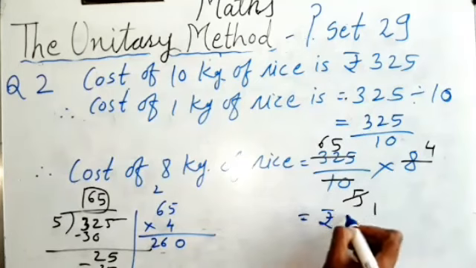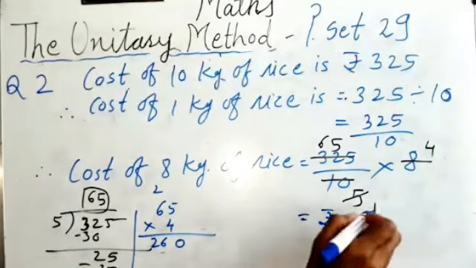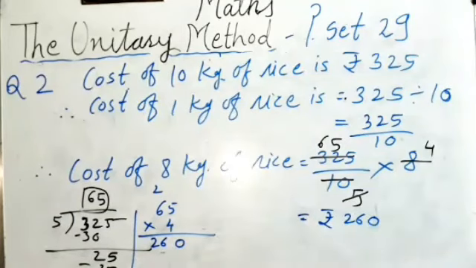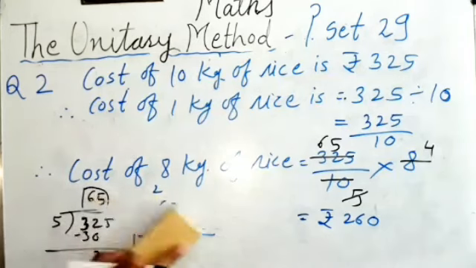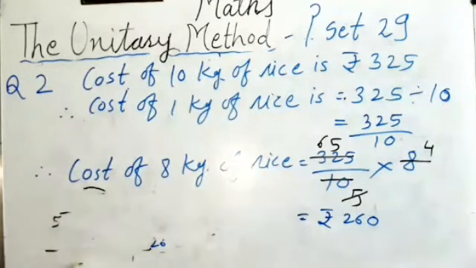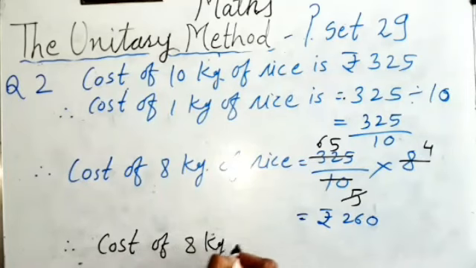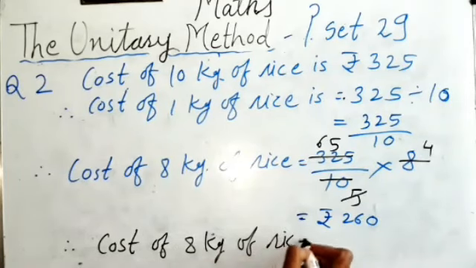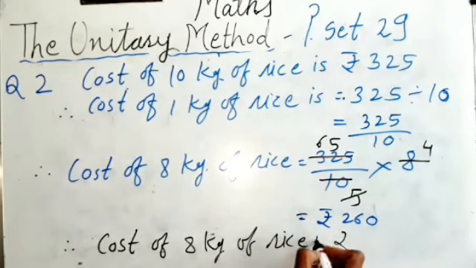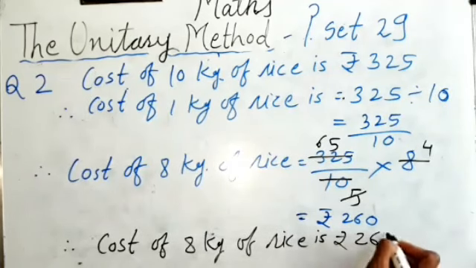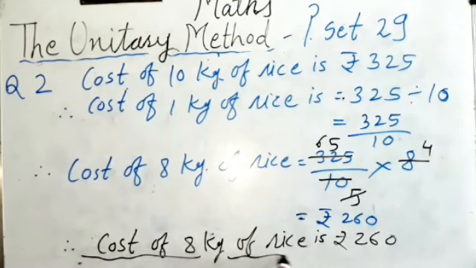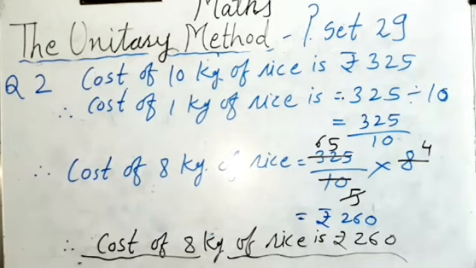Rupees 260 upon 1 means, if I do not write the 1, there is no problem. So the final answer will come: therefore the cost of 8 kilograms of rice is rupees 260. This will be the final answer. Okay, so this way you can complete question number 1 and 2. Thank you.